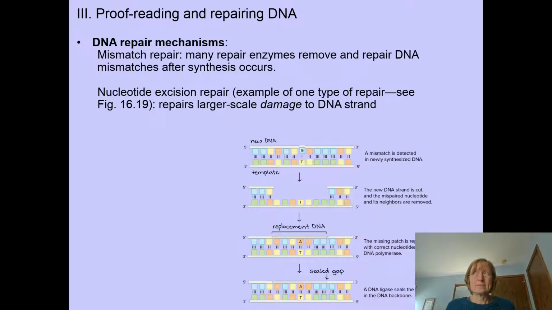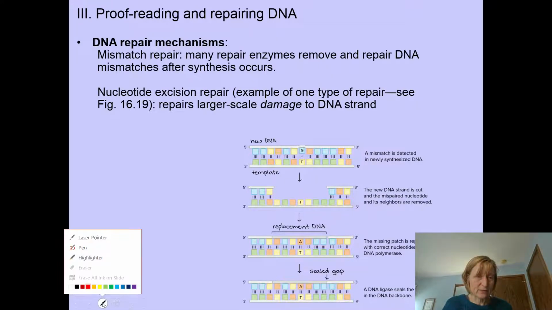But sometimes mistakes aren't caught, and sometimes DNA gets damaged. And so there are repair mechanisms for dealing with problems in the DNA. One of them is called mismatch repair. Another is called nucleotide excision repair. Basically, mismatch repair deals with a small problem, a single mismatch between a pair of bases. Nucleotide excision repair deals with a bigger problem, a bigger mutation. And so we'll show you an example of mismatch repair first.